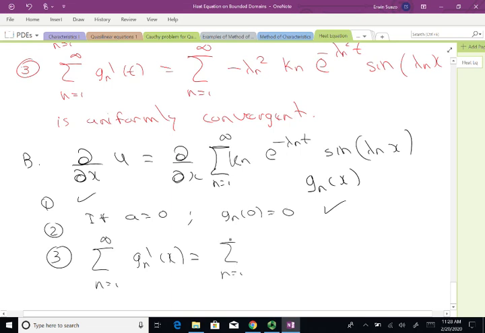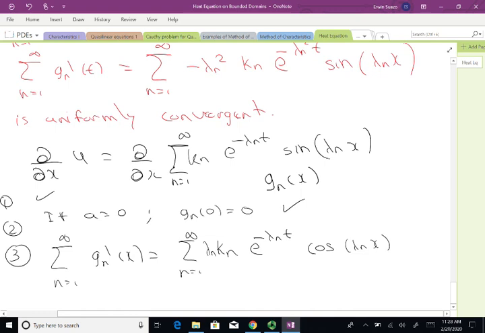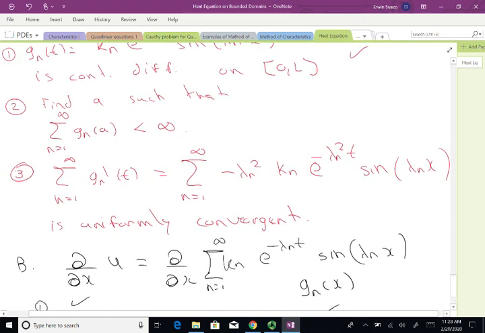So the sum of n equals 1 to infinity, and the derivative of this is k_n e to the minus lambda_n t cosine lambda_n x times lambda_n, right? Okay, so in your homework, you're going to have to prove that this is uniformly convergent.